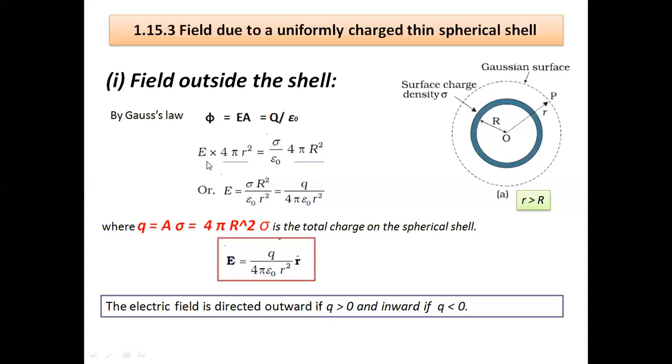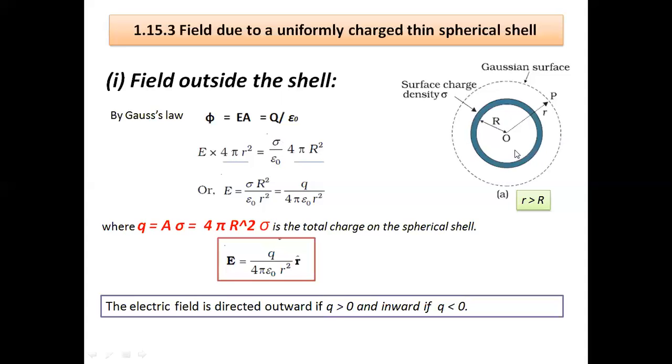So E is as it is. Now as we know, 4 pi r square is the area of our Gaussian surface that we have to consider over here. And Q is our charge. Q is equal to sigma into area, so sigma is as it is, and the area is what?